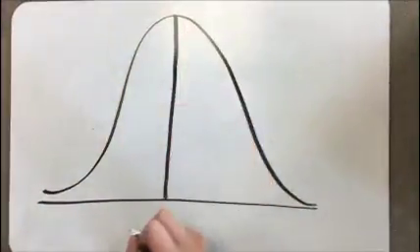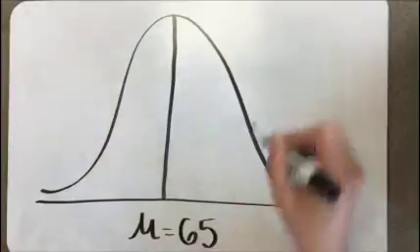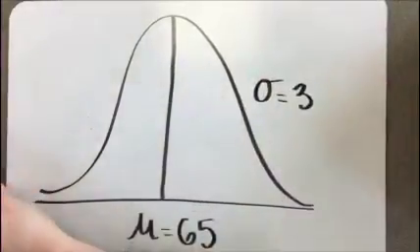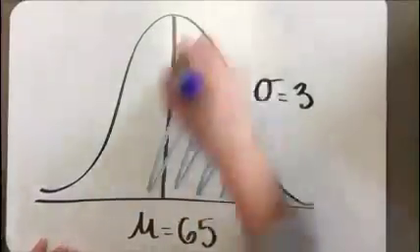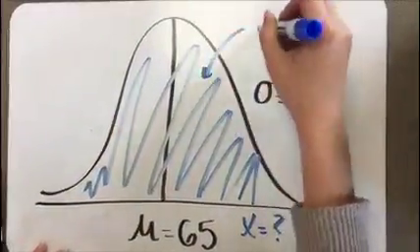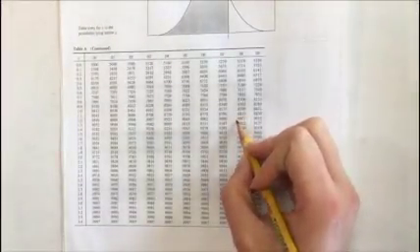Example: if the heights of all women are approximately normally distributed with a mean of 65 inches and a standard deviation of 3 inches, how tall must a woman be to be in the top 10% of all women in terms of height? This is a percentile problem. You want to find what height corresponds to the 90th percentile.